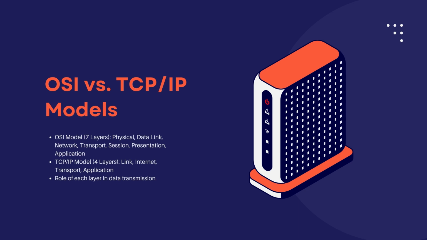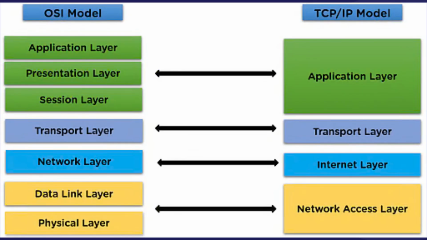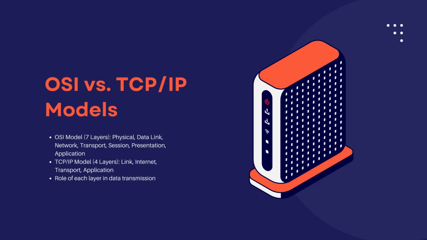So, OSI versus TCP IP models. An OSI model is one with 7 layers, and TCP IP model is 4 layers. So once again, the OSI model is a theoretical framework with 7 layers, while the TCP IP model is a more practical one. Each layer performs a specific role, for example, addressing, error checking, or physical transmission. And understanding these levels will help us troubleshoot network issues more effectively.